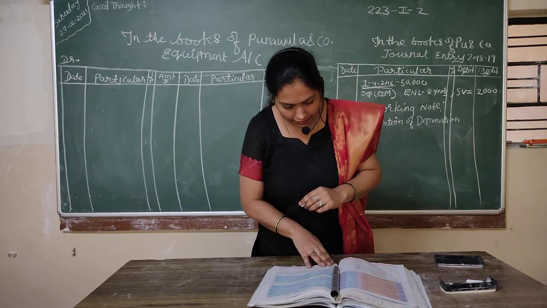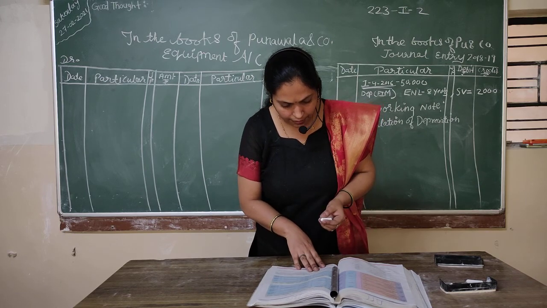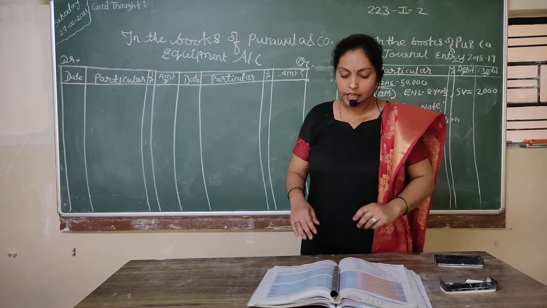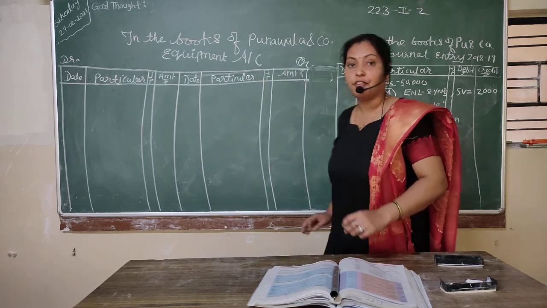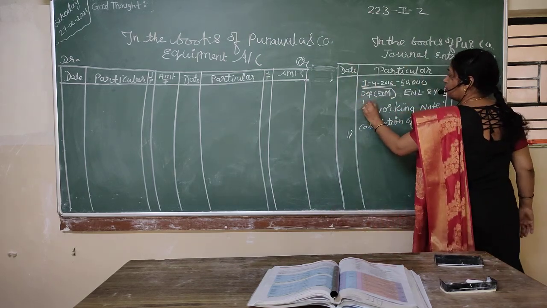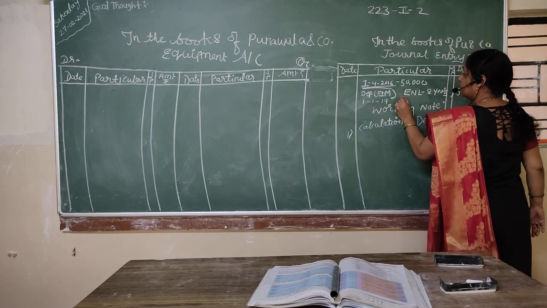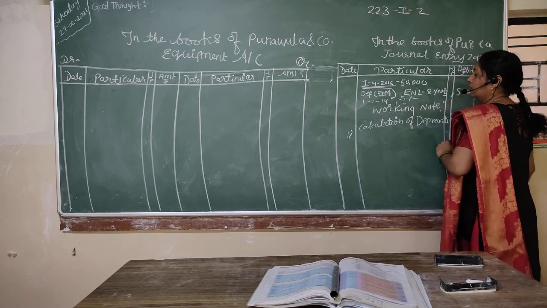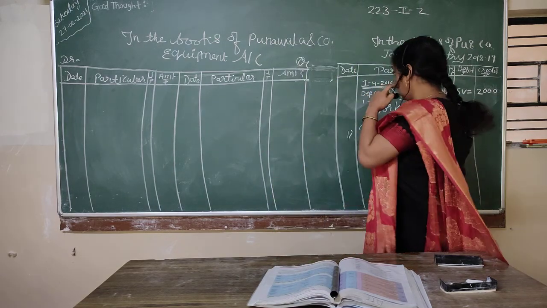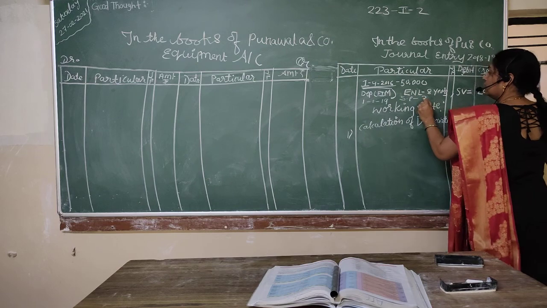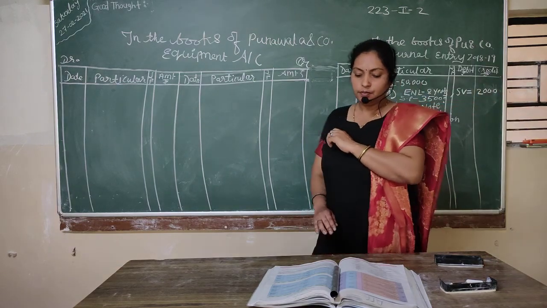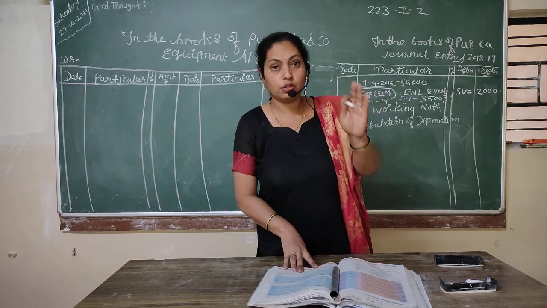And after that, they have mentioned that the whole equipment is being sold at 35,000 on 1st Jan. It means on 1st Jan 2019, the selling price was 35,000 rupees. So students, now we understood the whole question.